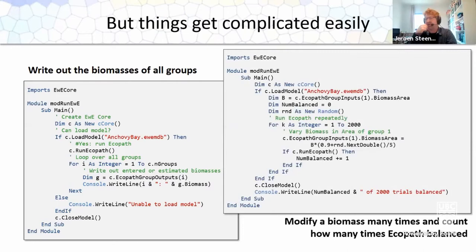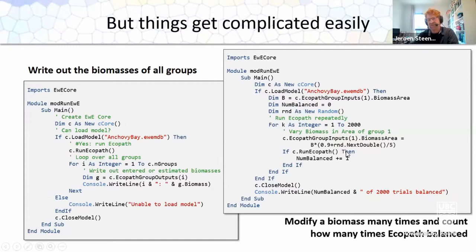Or one more. This one, same thing. We have a core, we load a model. We remember the biomass of the first group and we create a variable here called number of balanced, and we set it to 0. We also create a new random generator, and 2,000 times we vary the biomass of this group by plus or minus 10%. We run Ecopath. If it ran, that means if it balanced, then we count that.